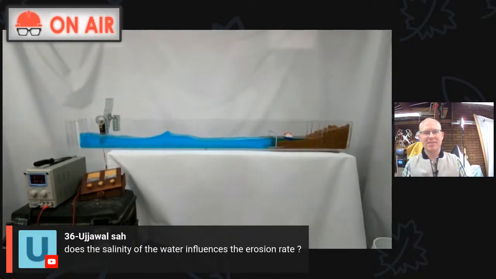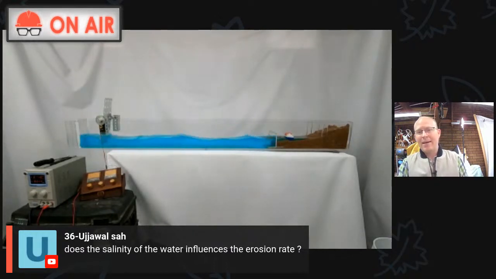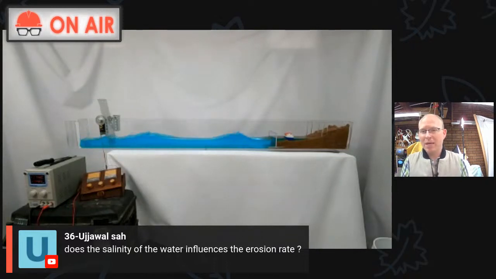This question is, does the salinity of the water influence the erosion rate? That's a great question. I'm not a coastal engineer, so this is not something that I have a ton of expertise in. The one difference that I can speak on is the difference in density between freshwater and saltwater. With saltwater being a little bit more dense, those waves have a little bit more power to create erosion over time.